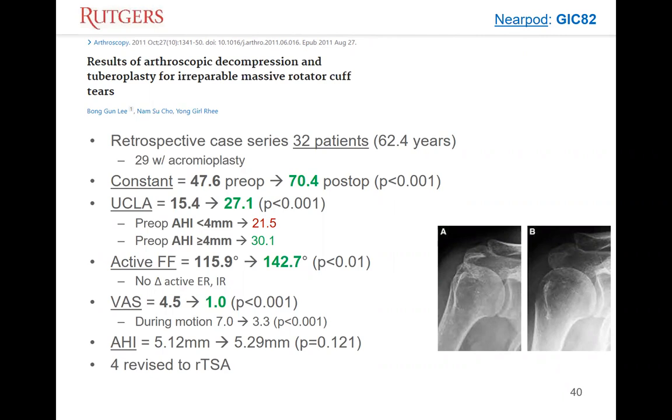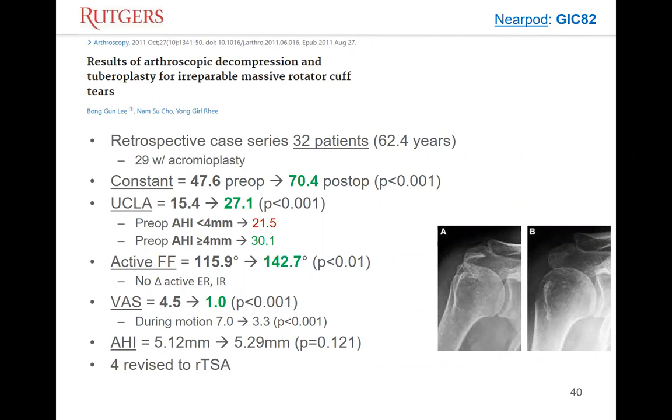Interestingly, there was no difference for patients under and over 65 years old. Forward flexion improved, but the other range of motion did not. And the average acromiohumeral interval did not differ from pre-op to post-op. Overall, like the acromioplasty and the biceps tenotomy or tenodesis, it seems that the tuberoplasty can be effective for pain relief in this population and lead to mild improvements in function, but primarily they're not increasing range of motion substantially.